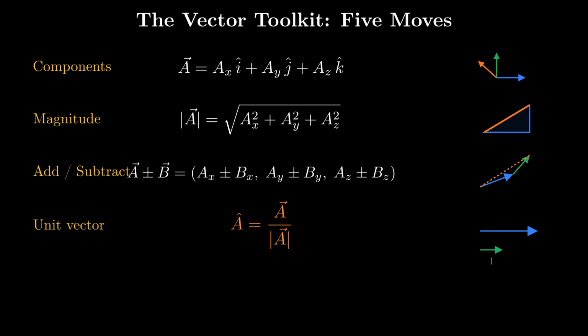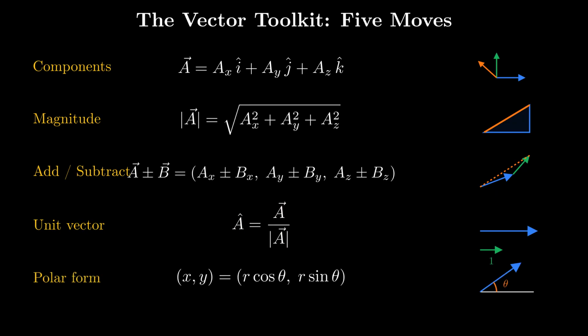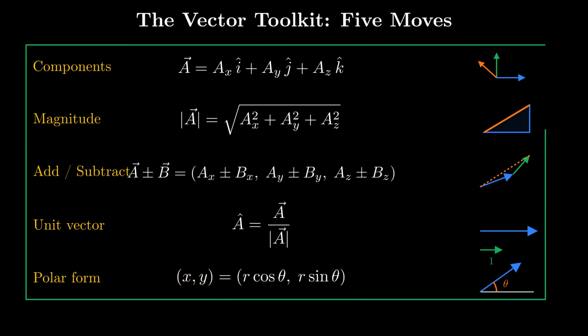A unit vector is the vector divided by its own magnitude, and the position at distance r and angle theta from the positive x-axis has components r cosine theta and r sine theta. Master these 5 moves and every problem in this video reduces to arithmetic.